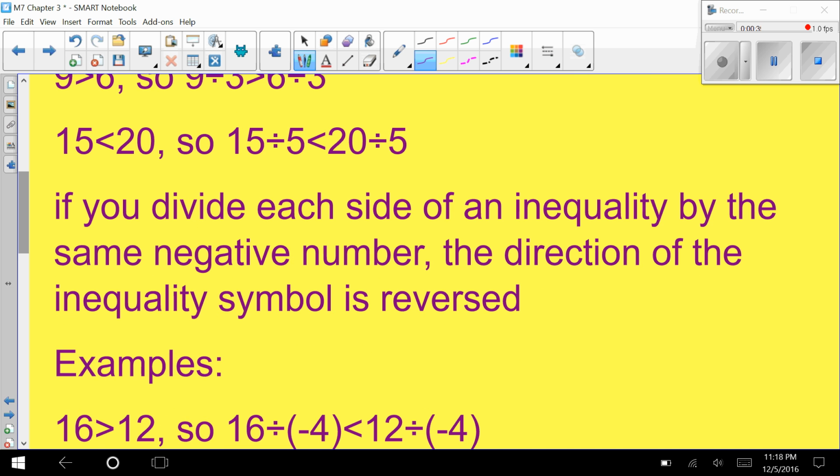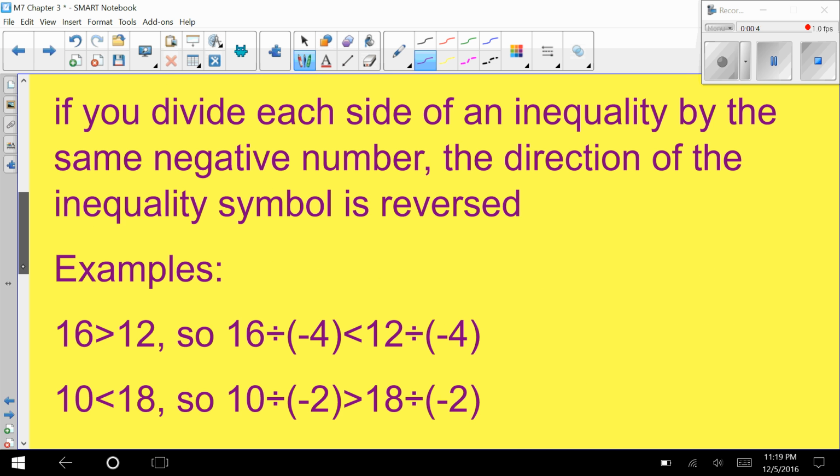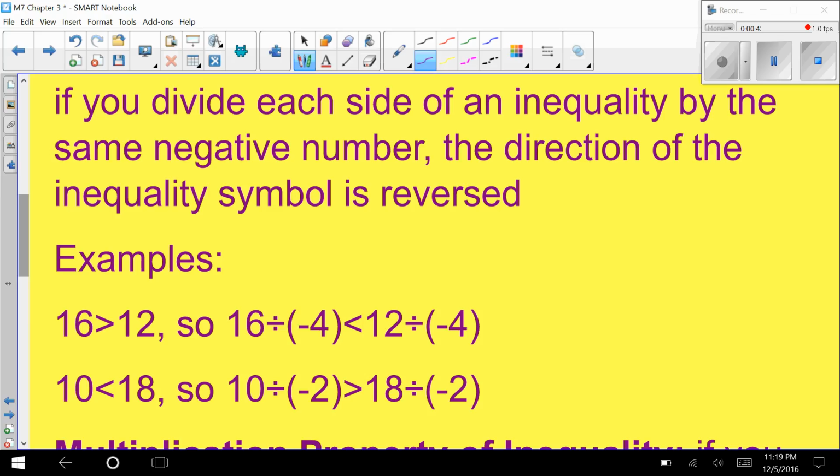Also within the division property of inequality, if you divide each side of an inequality by the same negative number, the direction of the inequality symbol is reversed. So since 16 is greater than 12, 16 divided by negative 4 is less than 12 divided by negative 4. And since 10 is less than 18, 10 divided by negative 2 is greater than 18 divided by negative 2. So you have to be careful when you divide by a negative, you have to flip the inequality symbol.